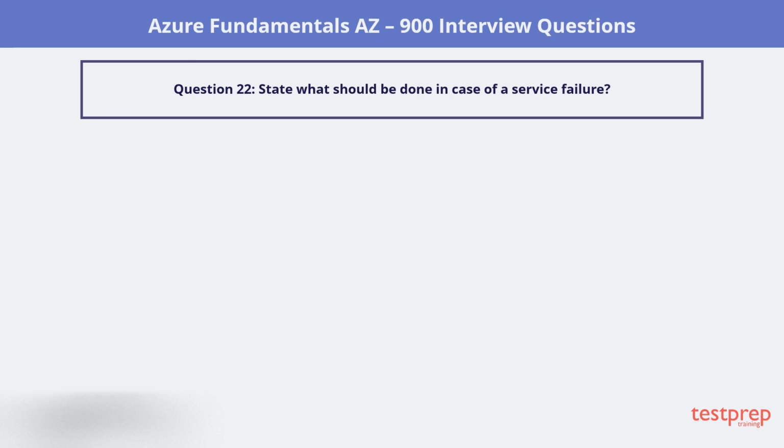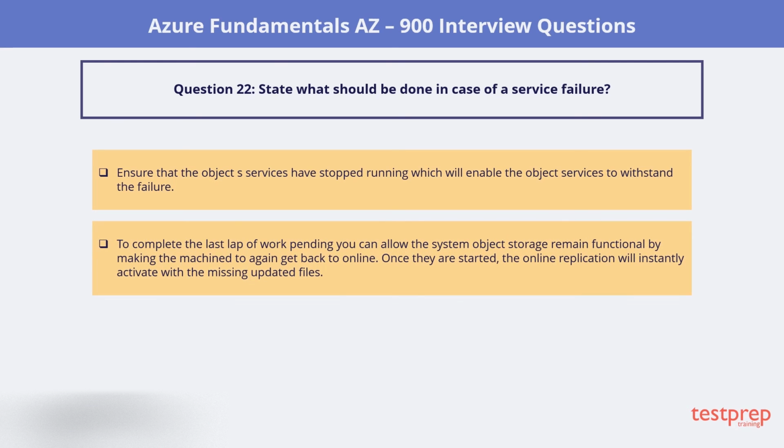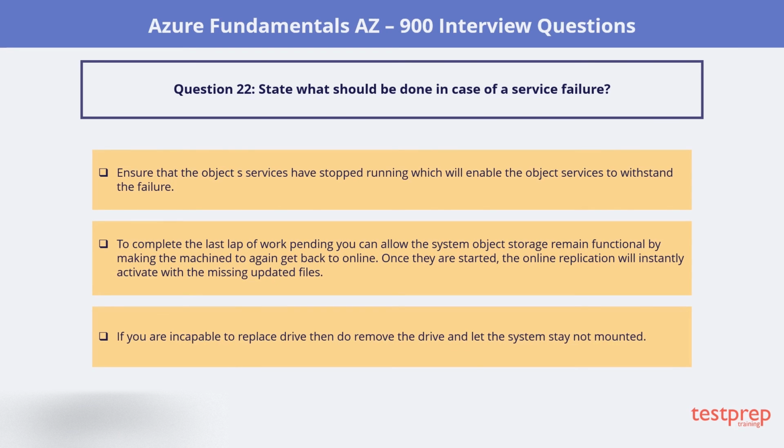State what should be done in case of a service failure. In the case of the service failure, the following steps need to be performed. First, ensure that the object services have stopped running, which will enable the object services to withstand the failure. Second, to complete the last lap of work pending, you can allow the system object storage to remain functional by making the machine get back online. Once they are started, the online replication will instantly activate with the missing updated files. Third, if you are incapable of replacing the drive, then remove the drive, and let the system stay unmounted.